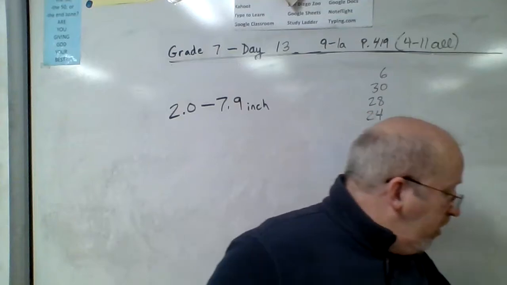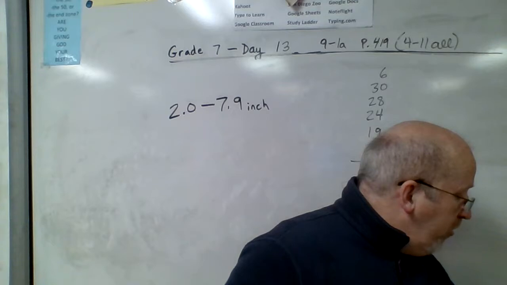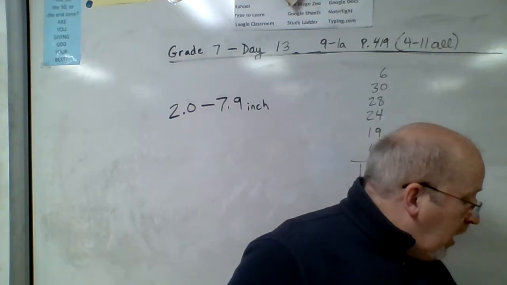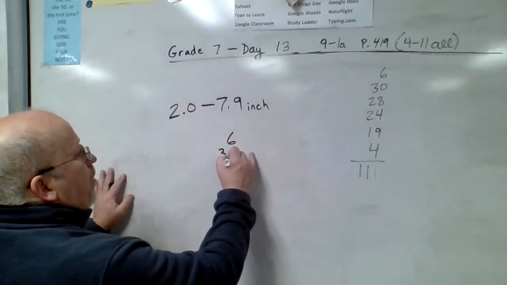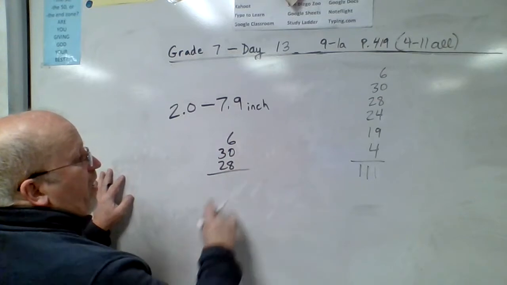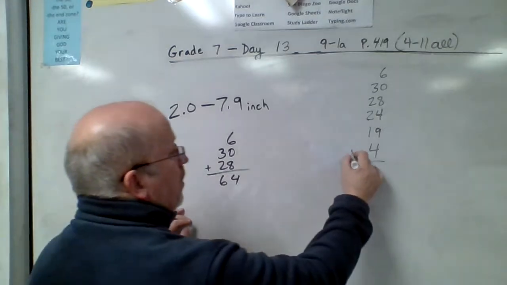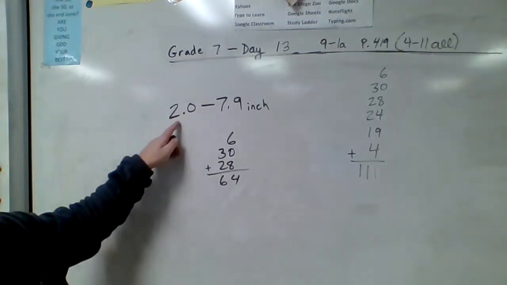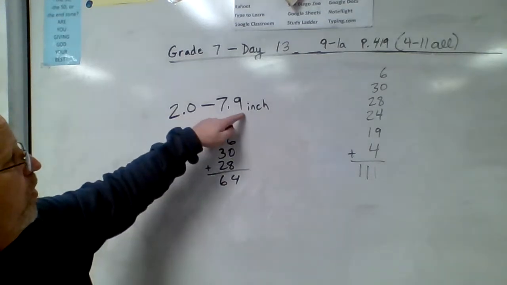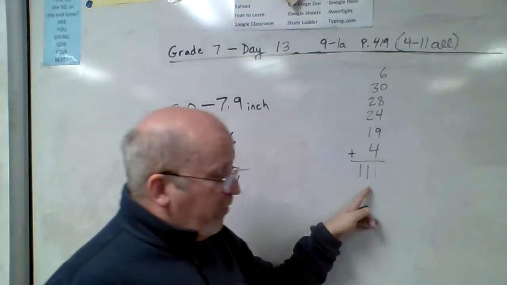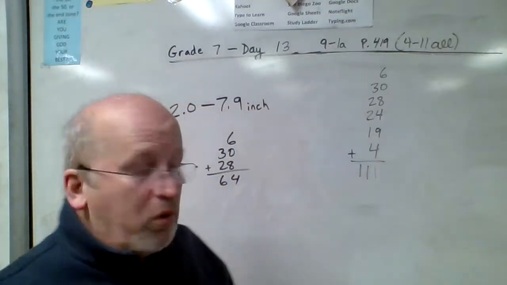Next thing I would do is look at the table and think about what are the numbers that are between 2 and 7.9. And those are the numbers of 6, 30, and 28. I would add those numbers up, and I would get 64. So there are, according to the book, 64 that are between 2 and 7.9 inches, and there's 111 of them that are in all, so to speak.